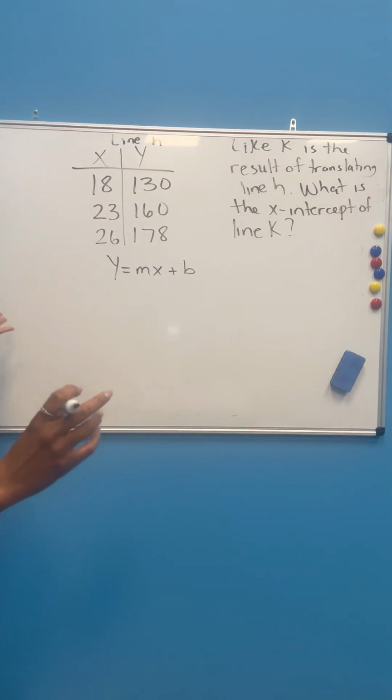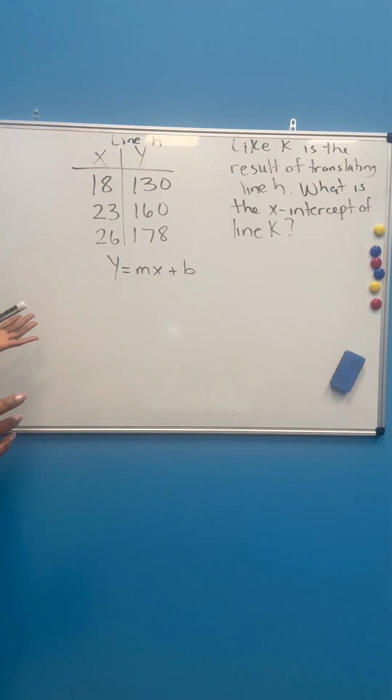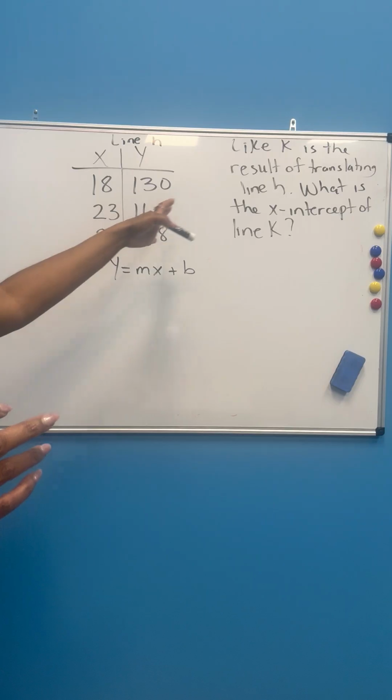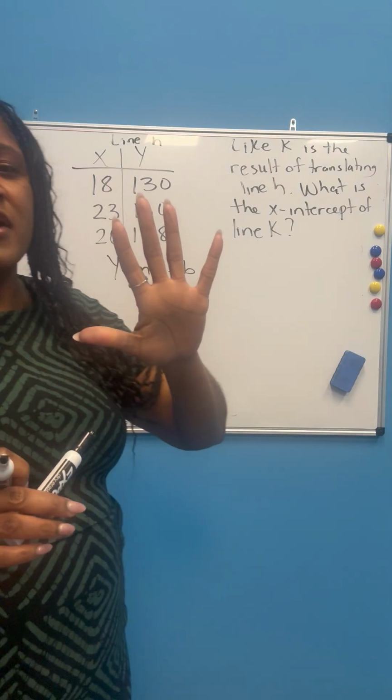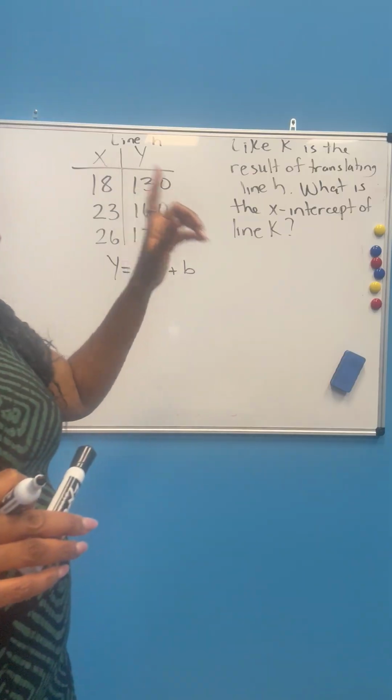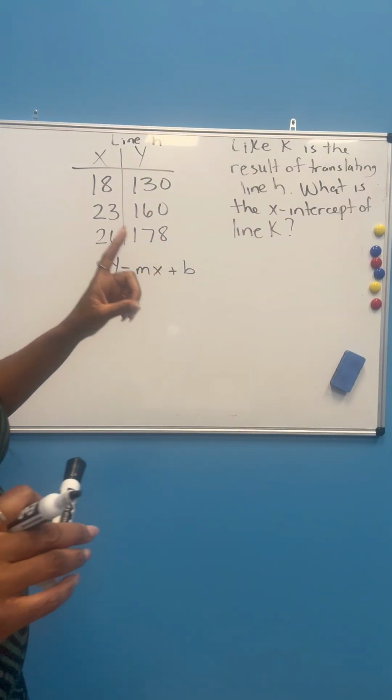So here we are given a table for line H, and it says that line K is a result of translating line H down 5 units, sorry I did not write that. And it says, what is the x-intercept of line K?